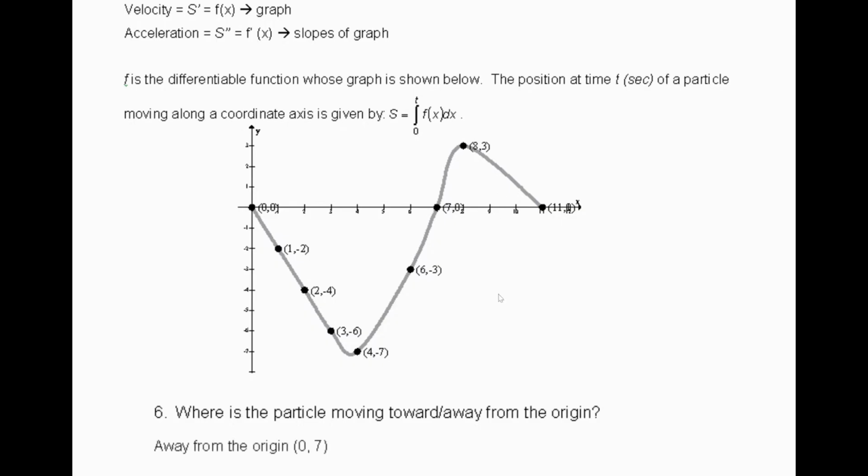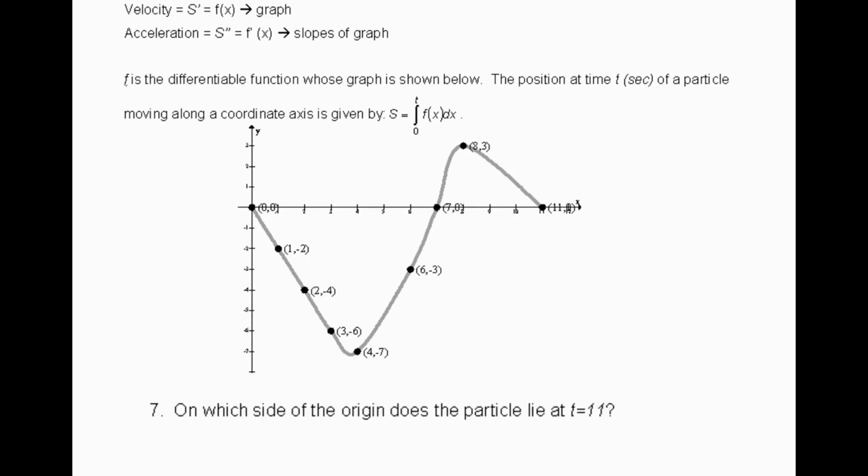So I'm going to say I'm moving away from the origin from 0 to 7, and then I'm moving toward the origin from 7 to 11. Okay? And on what side of the origin does the particle lie at time t equals 11? What I'm basically asking you to do is find the net area. I'm not asking what the actual value is, but I've got a huge amount of negative area here, and I'm adding a little bit of positive area there, so I end up with my overall side of the origin, and since it's negative, that's going to be the left-hand side.